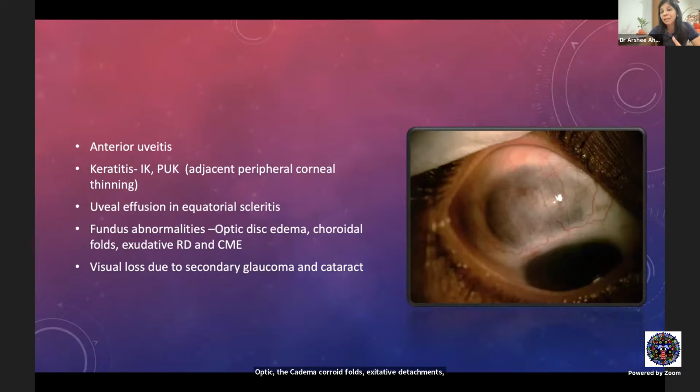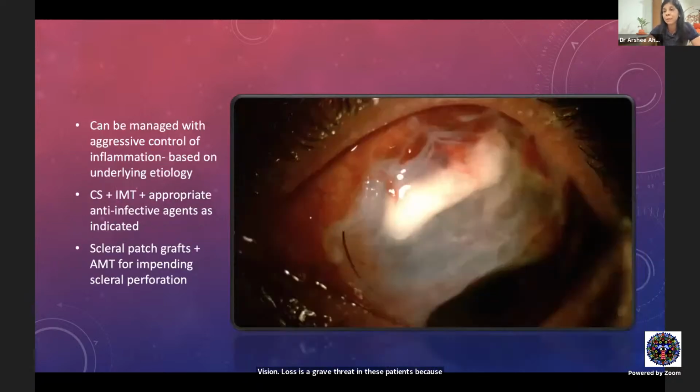Vision loss is a grave threat in these patients because of secondary glaucoma, cataract, and sometimes as a threat to the integrity of the eyeball itself. Now, how will we manage these patients? It is very important that you aggressively manage the inflammation from the beginning, of course, after making a proper etiological diagnosis. So either corticosteroids or immunosuppressives as is dictated by the diagnosis, or sometimes even if it is infectious, the appropriate anti-infective agent may need to be started.